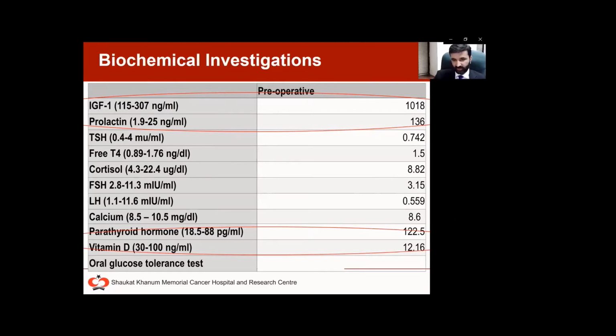Now, this result could suggest secondary hyperparathyroidism, because the vitamin D is low and the calcium is also at the lower end of the normal range. However, the possibility of primary hyperparathyroidism is there.